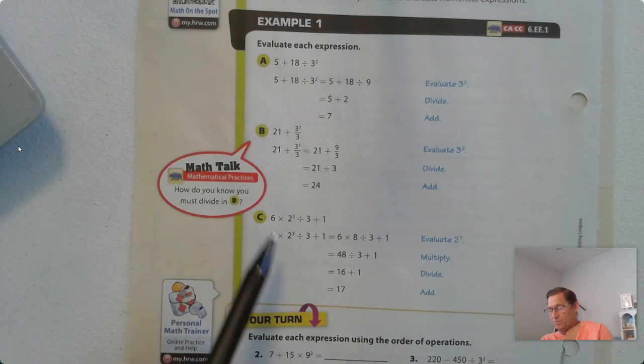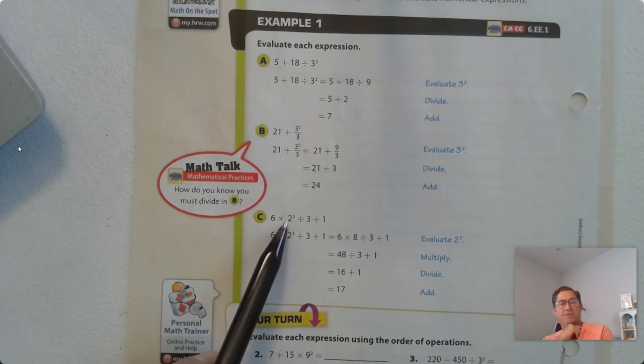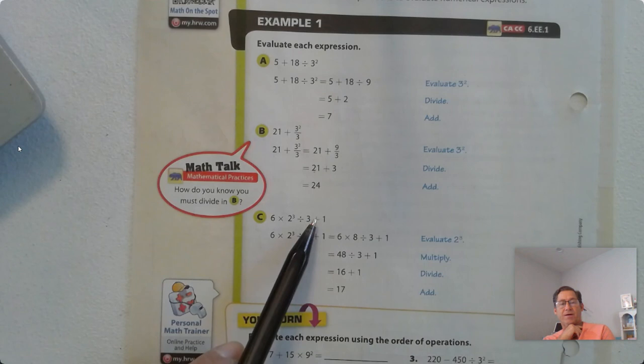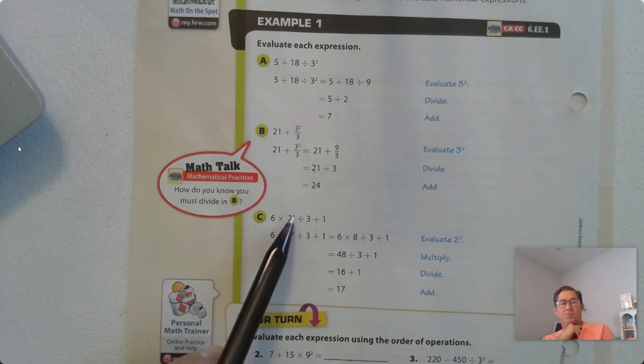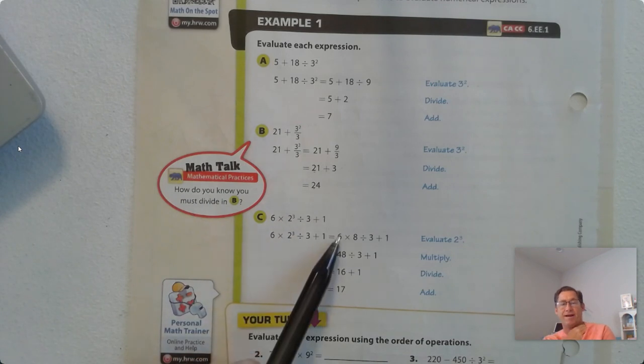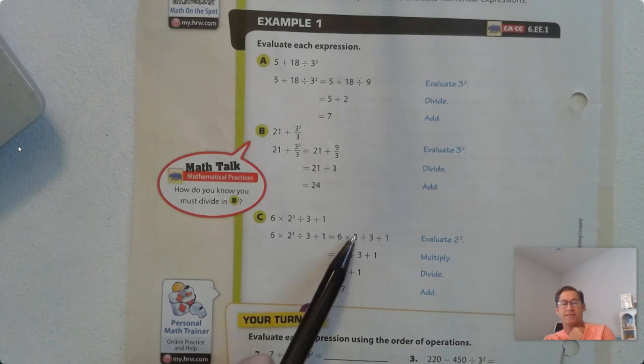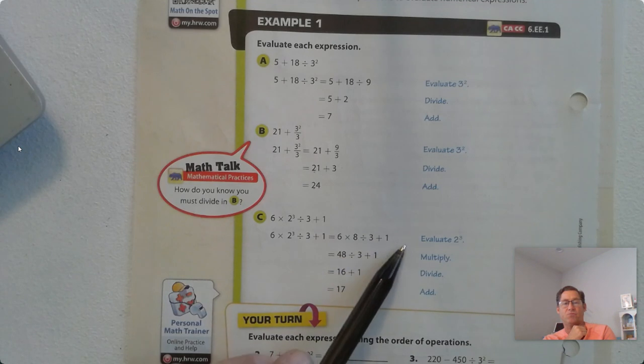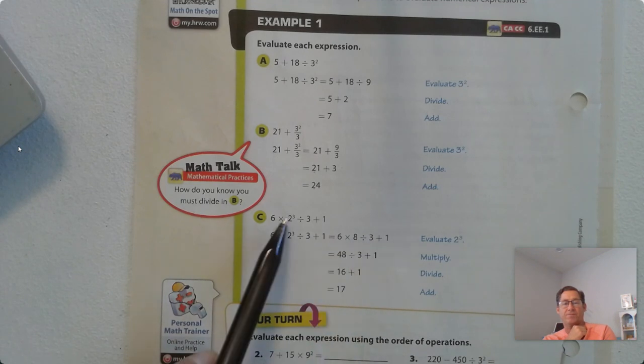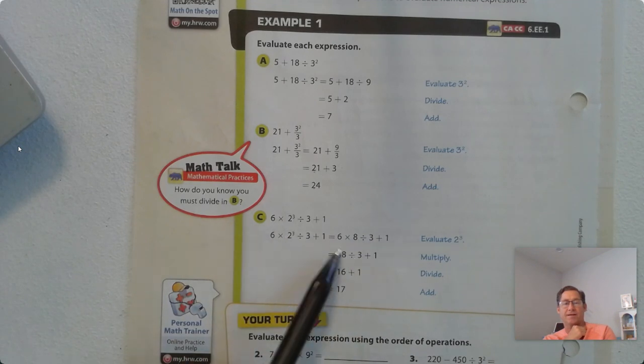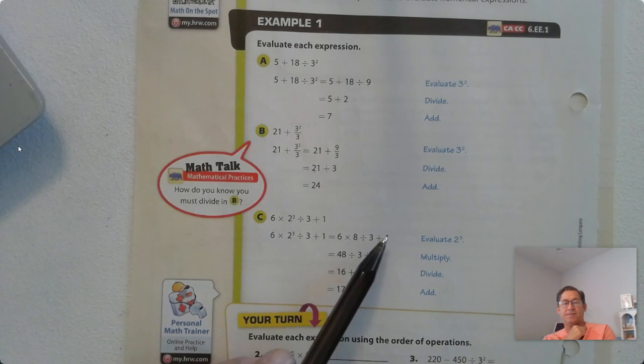And our third example, we have 6 times 2 to the third divided by 3 plus 1. We have exponents, multiplication, division, addition. So we're going to do the exponents first. 2 to the third is 8. So we're going to rewrite everything else, and we're just simplifying 2 to the third. So 6 times 8, divided by 3 plus 1. So we got the 8 from simplifying 2 to the third. Now we have multiplication, division, addition.